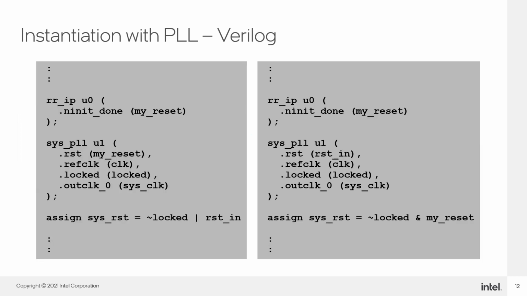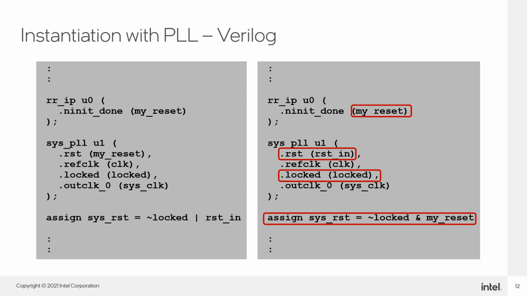Here's an example with the reset release IP instantiated along with the PLL. The example on the left shows the reset release IP holding the PLL in reset until the FPGA is fully configured. The lock signal of the PLL is then ORed with reset inputs so that the design in the FPGA will be reset whenever the PLL needs to be relocked or when the customer decides to reset the design. The example on the right is a slightly different configuration where an input reset will reset the PLL along with the design running in the FPGA.